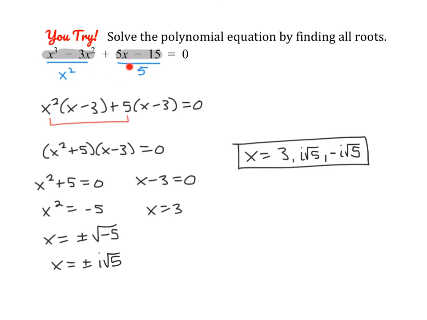So this one we can actually factor. So you should end up with these 2 factors after you use grouping. From here, we can use the zero product property. And here, if you keep solving, we end up with plus or minus square root of negative 5, which gives us plus or minus i root 5. And then here we have 3 as our last solution. So we have 3 answers listed here, which does match the degree of our equation.